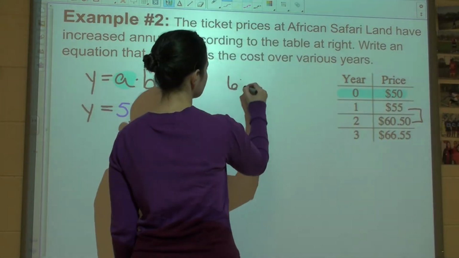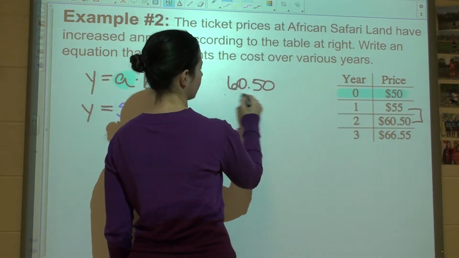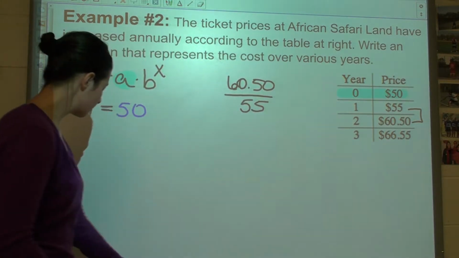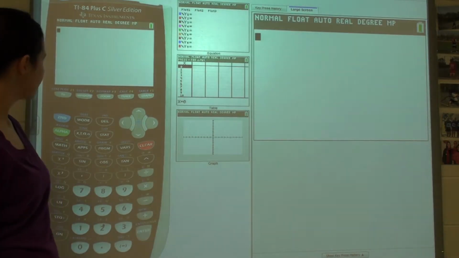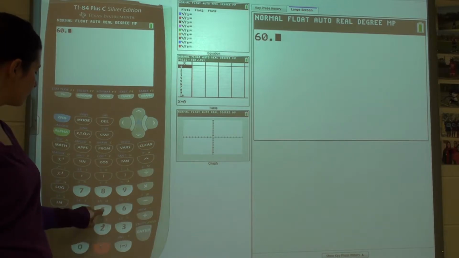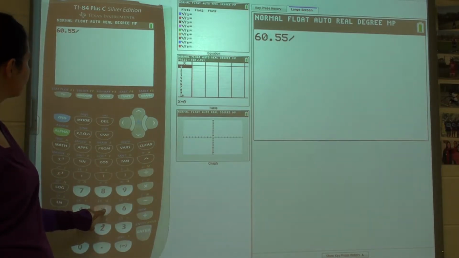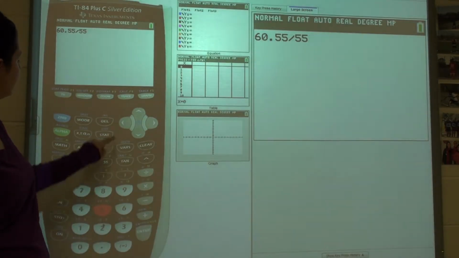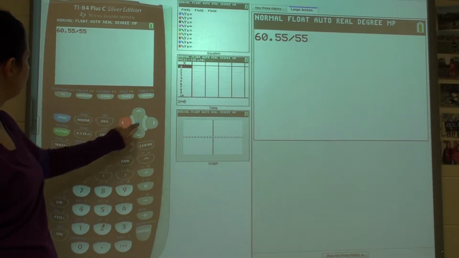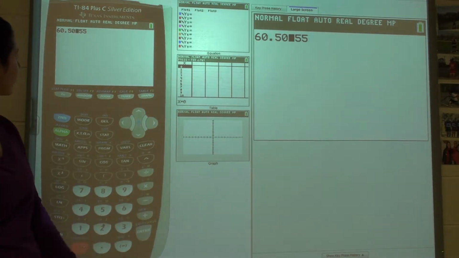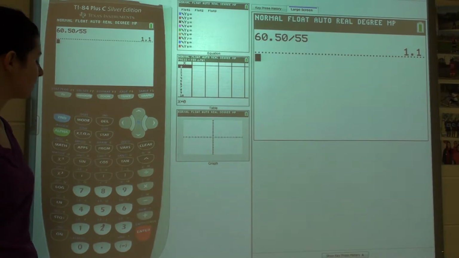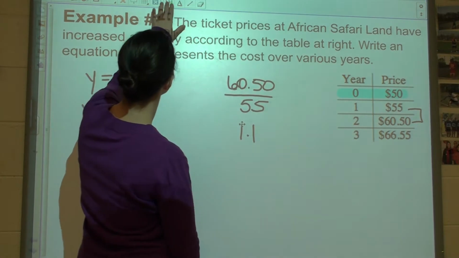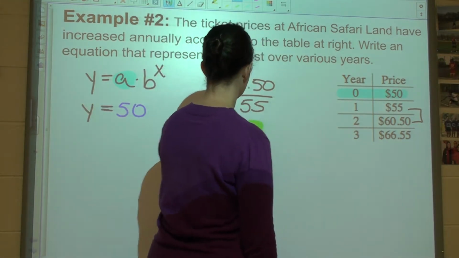So I've got 60.5 and I'm going to divide that by my previous value, which is 55. So I'm going to jump over to my calculator, figure all this out. So I've got 60, 55 divided by 55. I want to double check and make sure I did that right. Nope. 60.50. Alright, so 60.50 divided by 55 is going to give me 1.1. So my B is going to be 1.1, which would be right here.